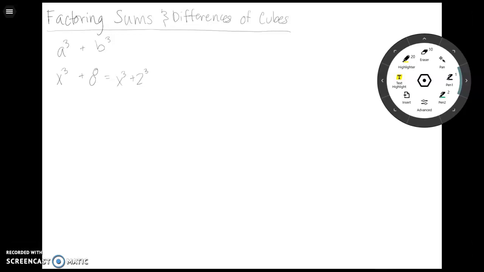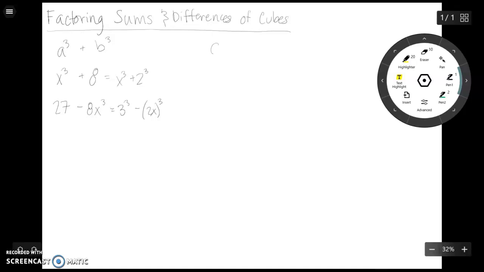We could also do something like 27 minus 8x cubed. That would be another one. We could rewrite that as 3 cubed minus 2x all cubed, and that would be another thing we could factor using a cubes technique.